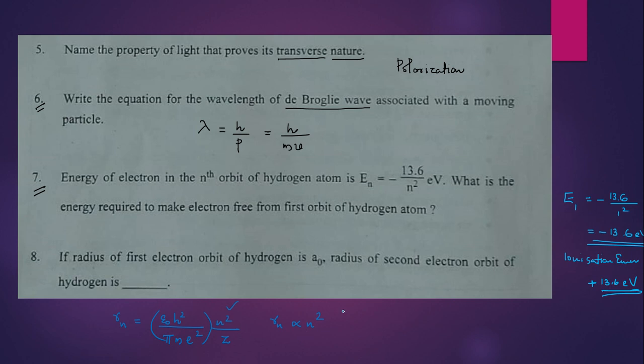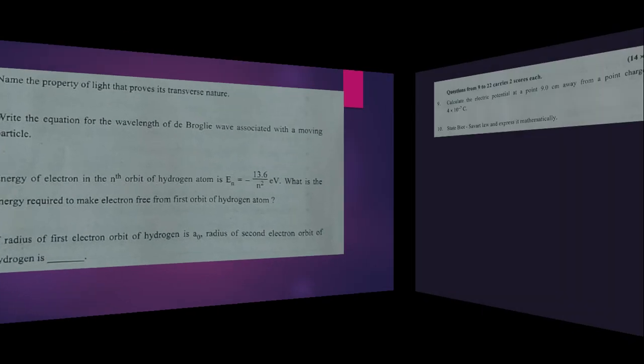So here, for the two cases, for the first orbit to second orbit, consider R1 by R2 as 1 square by 2 square. So we needed to find what is the value for R2. So 2 square times R1, that is equal to 4 times R1. Here, R1 is given as the radius of the first orbit, a0. So we can say 4a0 is the answer for the question.